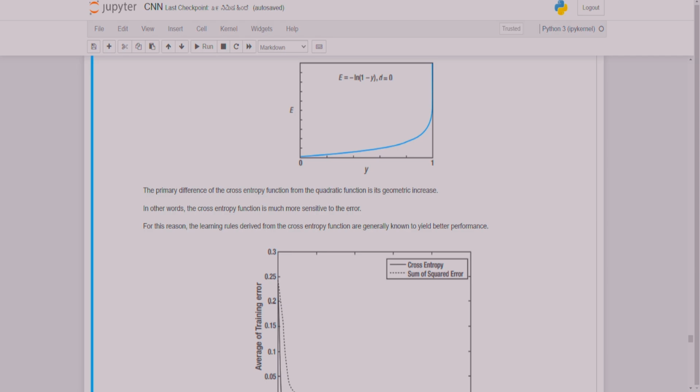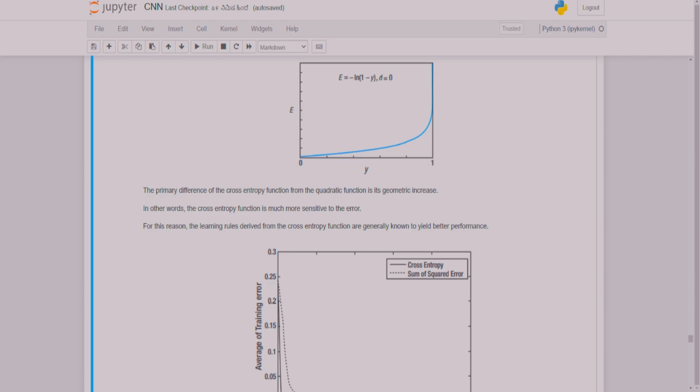All right. So the cross entropy function is actually more sensitive to the error. You can understand that just by looking at it. In the other case, the values simply keep on increasing, but the sensitivity is more over here.